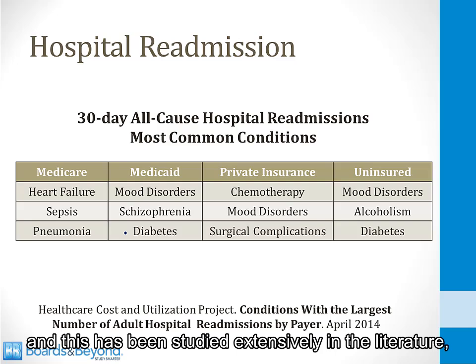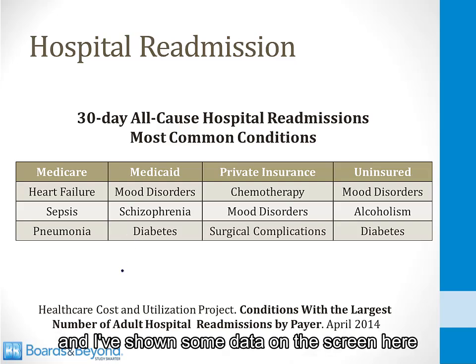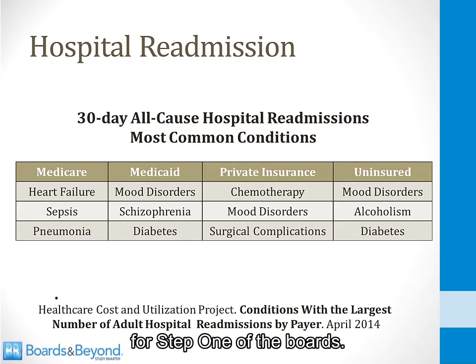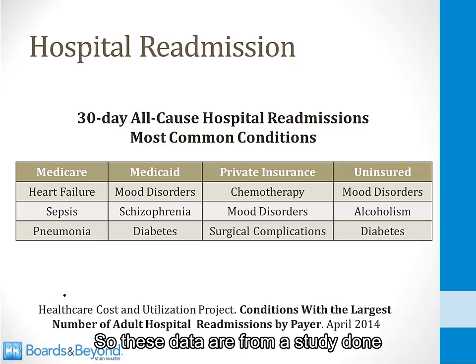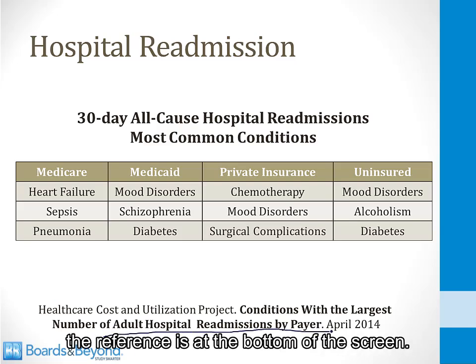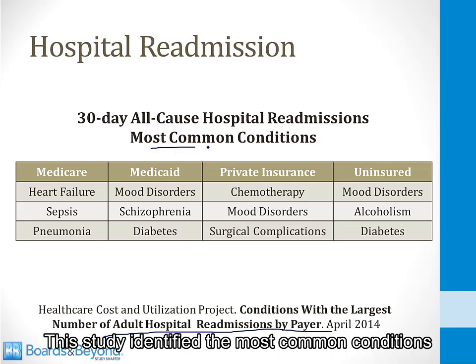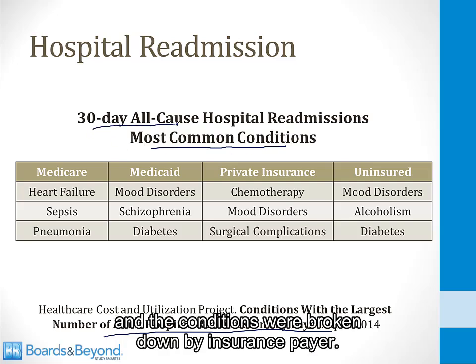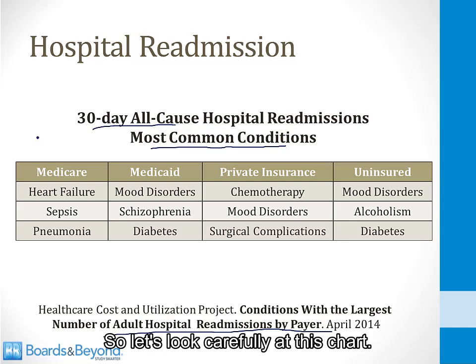And this has been studied extensively in the literature, and I've shown some data on the screen here that it's important for you to understand for step one of the board. So these data are from a study done by the Healthcare Cost and Utilization Project. The reference is at the bottom of the screen. This study identified the most common conditions that lead to 30-day all-cause hospital readmissions, and the conditions were broken down by insurance payers. So let's look carefully at this chart.